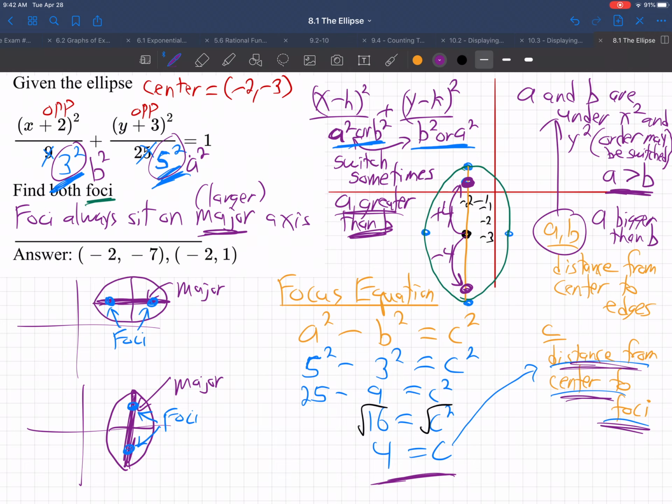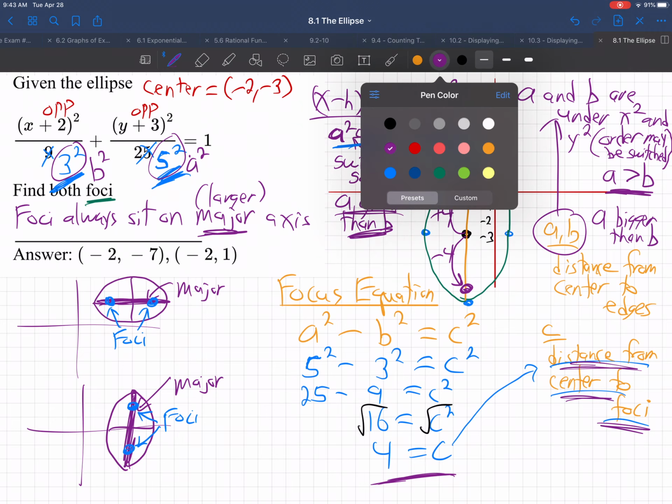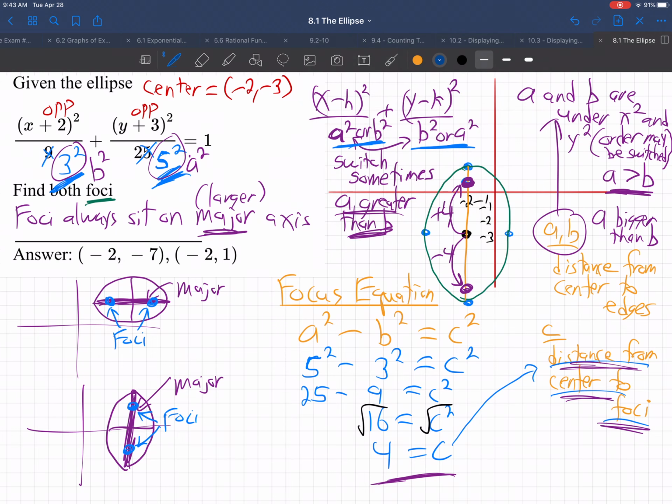They want the coordinates of those two focus points. So can we give it to them? Can we tell what it is? What's the coordinates of that point? That point looks like it's back 2, up 1, isn't it? Back 2, up 1, right? This is the origin right here. So it's back 2, up 1. I'll put a box around that one. That's one of our answers.